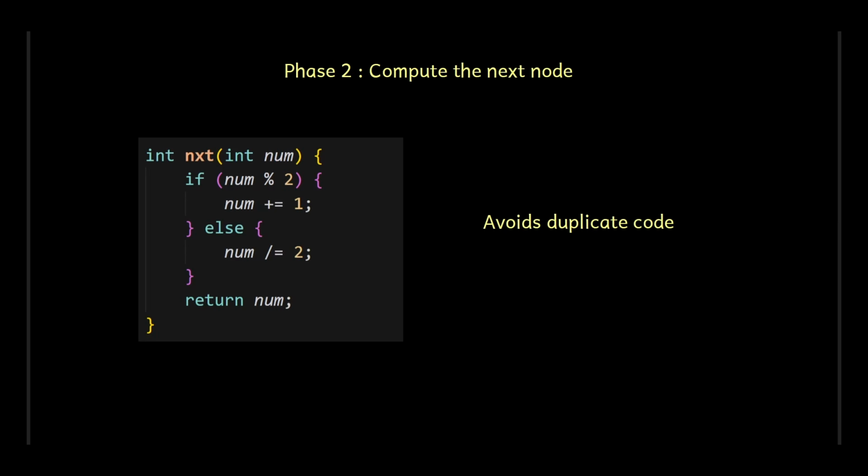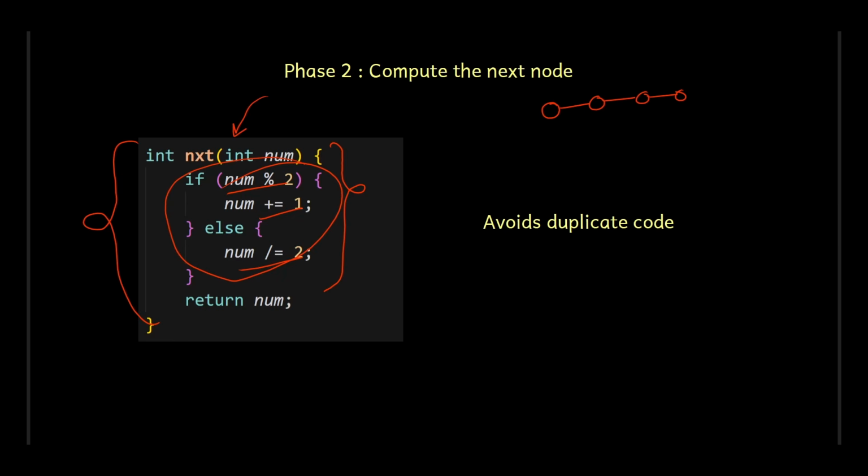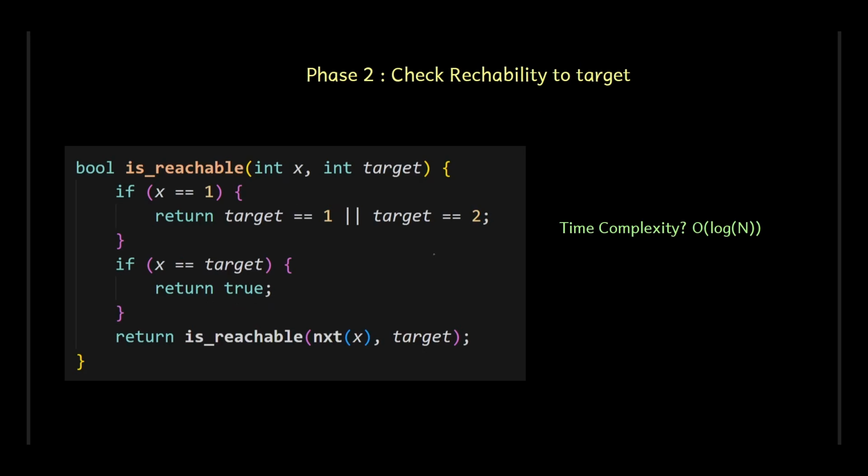So first of all, we write a simple utility function that will give us the next node in our chain, because our journey is already fixed. So if the number is odd, we increment it by 1. If it is even, we divide it by 2. And this function will help us make sure that we don't spam these conditions everywhere. So that's why, since the journey is fixed, we have written a utility function to do this. We compute the next node.